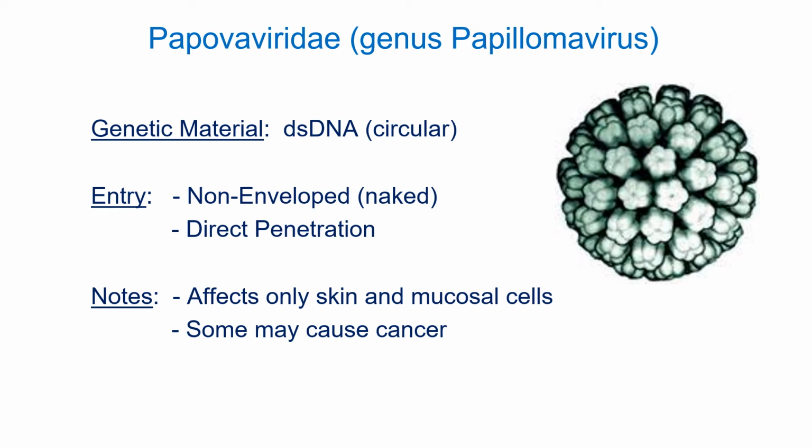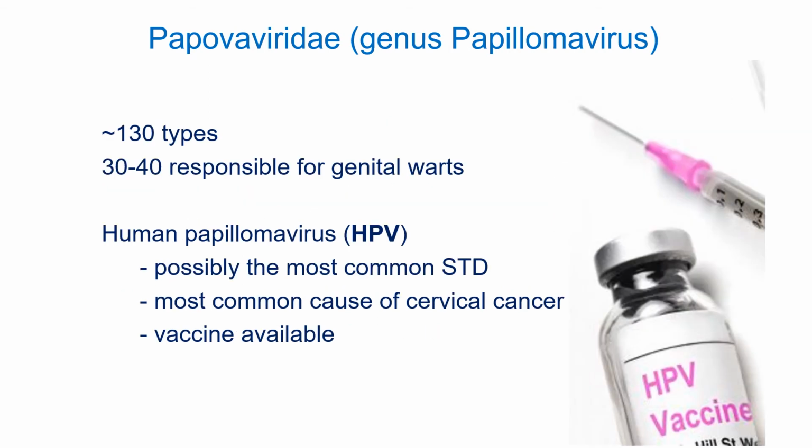Now that relates back to the fact that most viruses are very specific and they are adapted and evolved to attach to very specific proteins. And in this case, they attach to proteins that are only found on skin and mucosal cells. Now they do have potentially quite serious side effects. Some of them can cause cancer. There are at least 130 demonstrably different forms of viruses within this group.